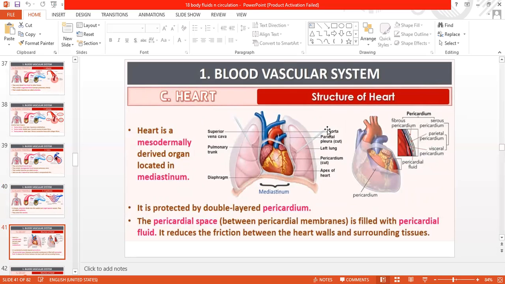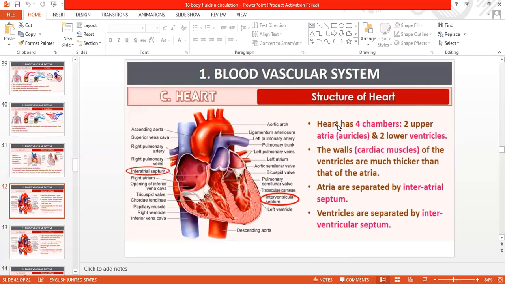Now let's come to the structure of the heart. The heart is a mesodermally derived organ and it is located in the mediastinum. It is protected by a double-layered wall known as pericardium. The outer wall is the parietal pericardium and the inner wall is the visceral pericardium. In between the 2 walls is present the pericardial fluid. This pericardial fluid reduces the friction between the heart walls and the surrounding tissue.